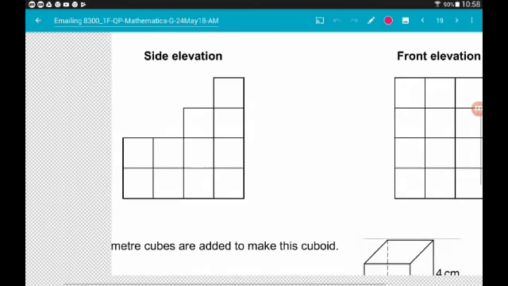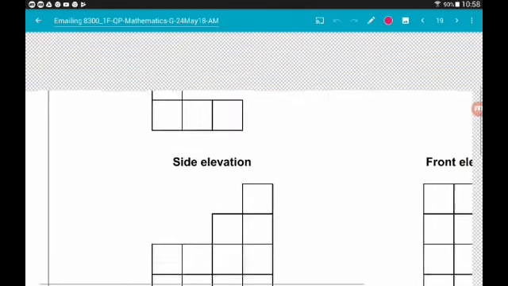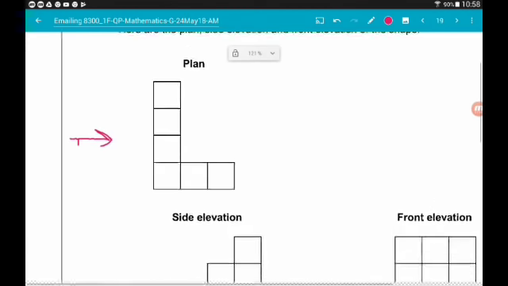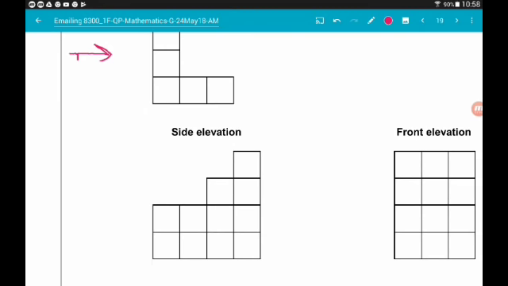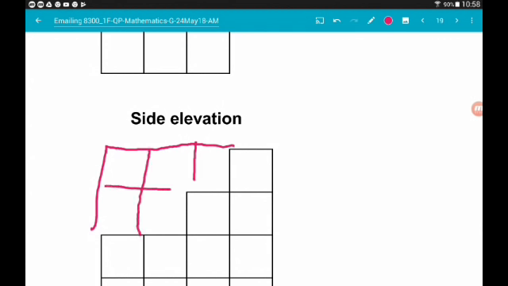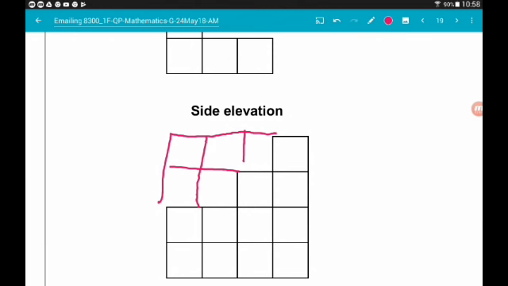The side elevation shows us that, so this side elevation is the view from this side. So we can see here that this side would need to be built up a little bit. So we're going to need to put in those cubes to fill in the left hand side of the shape. So that is 5 cubes.